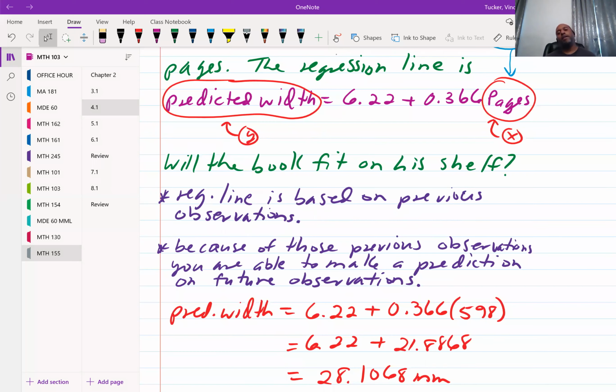So plug 598 in. 0.366 times 598, no order of operations, do multiplication first. It gives us 21.8868, add that to 6.22, and that'll give us the predicted width of 28.1068 millimeters.